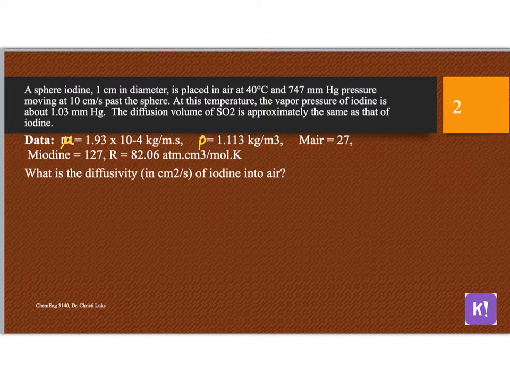The first thing I want you to do is estimate the diffusivity in centimeters squared per second of iodine into air. So this is saying that iodine is component A and air is component B. This is the molecular weight of B. This is the molecular weight of A. Pause the video and go work on this.